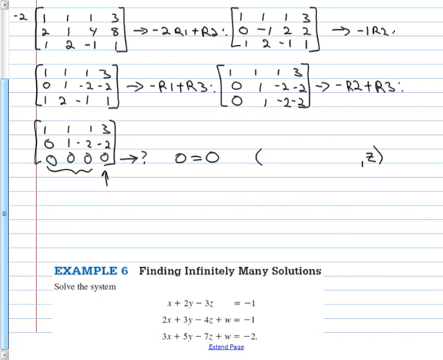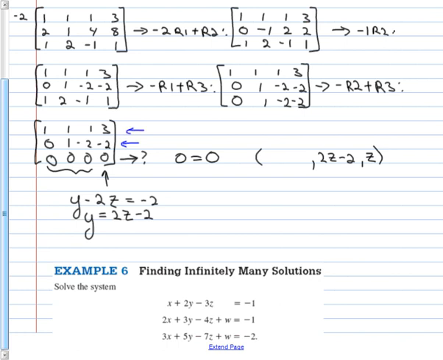So if I come here to row 2, that's 1y minus 2 times z equals negative 2. And I'm going to solve for y. Y must equal 2z minus 2. I isolated the y. There's my y, 2z minus 2. And then we're going to back up to the first row and take the same idea.